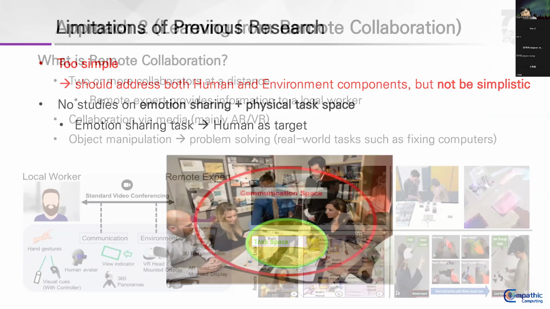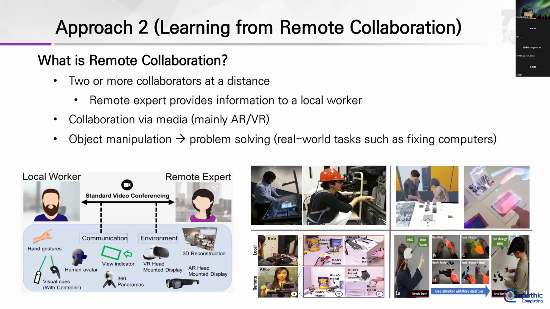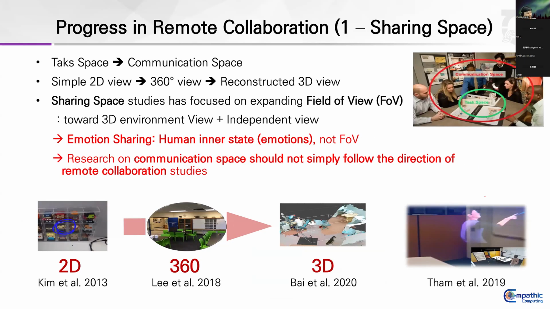The second approach to find a good topic was to review previous studies in remote collaboration. In remote collaboration, there are two or more collaborators, and collaboration was conducted through an AR/VR view, and their task was mostly about object manipulation, like solving a tangram, fixing a computer, fixing a printer, or arranging a virtual or physical object. And in remote collaboration, there are some trends. The first research area is how they share the space.